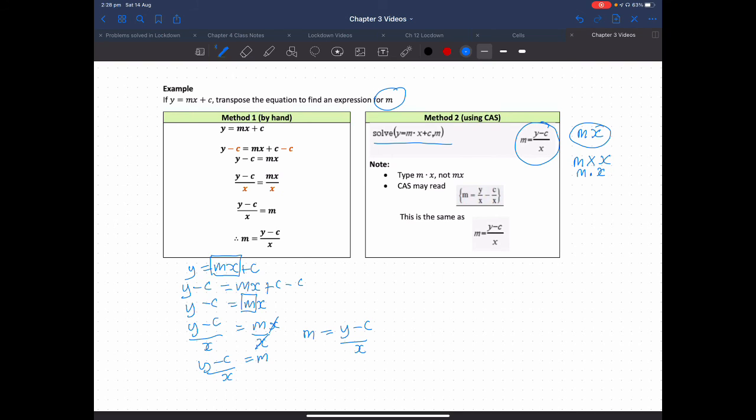Sometimes CAS will write an answer which may look different to what you have, but it may be absolutely perfectly correct as your answer can be. It may be just writing it in a different way. Just be careful. Now here's how to do it on the calculator.